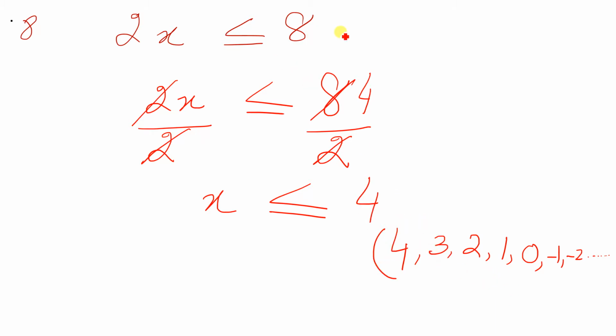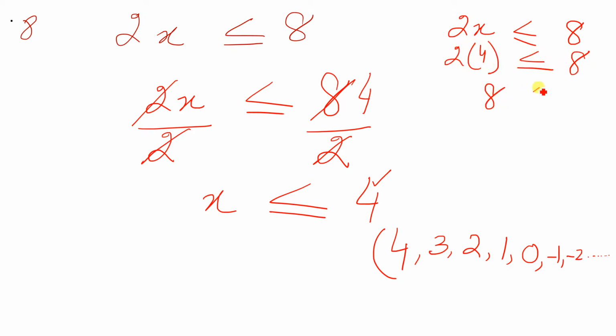Either one you can try in the original question. See, I will show you. If it is less than or equal to 8, it means we have to start from whatever the answer is, because it is equal to as well. When we put this 4, both sides will be equal: 2 times 4 is equal to 8. This is true, right? Because this is equal to. It means that 2x is less than 8 and 2x is equal to 8 as well.